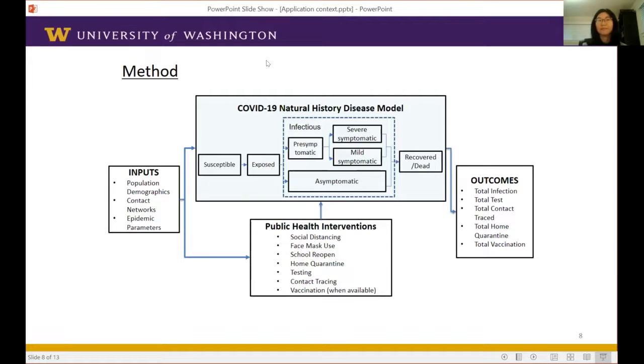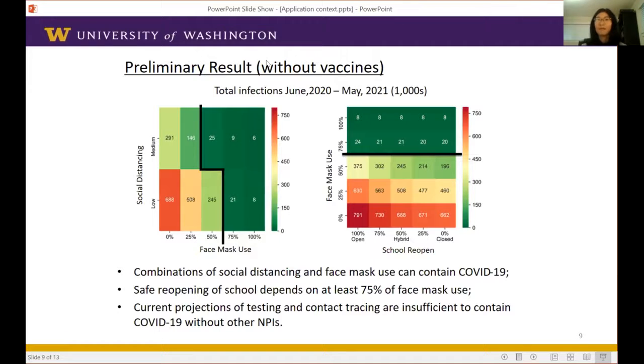Next slide, please. We have some preliminary results from Aim 1, which is the case without vaccine. We found that certain combinations of social distancing and face mask use can contain COVID-19. Safe reopening of school really depends on at least 75% of face mask use in the community. We also recommend sufficient levels of testing and contact tracing with other combinations of NPIs. We hope these findings can provide actionable insights on the best interventions to save lives and minimize social disruptions.